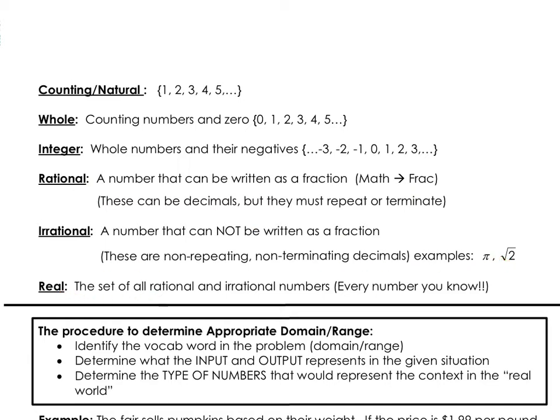And then we have the real numbers. This is the set of all rational and irrational numbers. So this is every single number you know.